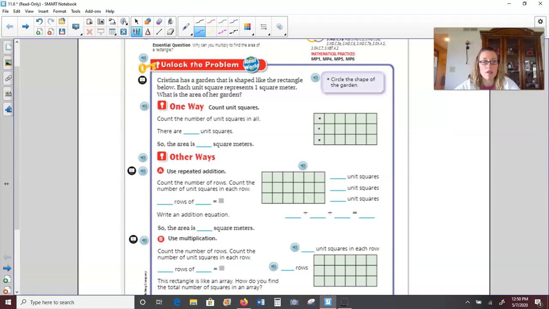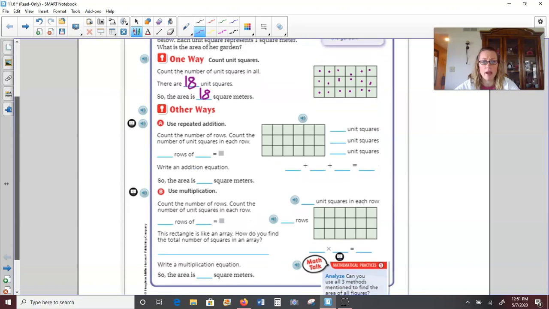1, 2, 3, 4, 5, 6, 7, 8, 9, 10, 11, 12, 13, 14, 15, 16, 17, 18. So there are 18 unit squares, and so we would say the area of her rectangular garden is 18 square meters. Okay, that's not so bad. We've calculated the area, but it did take a little bit of time to count all of those squares.